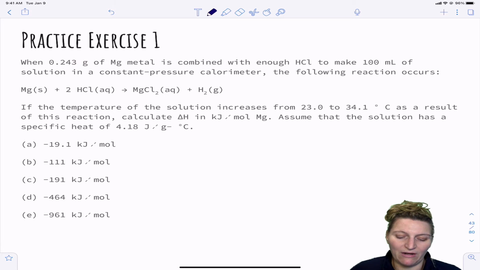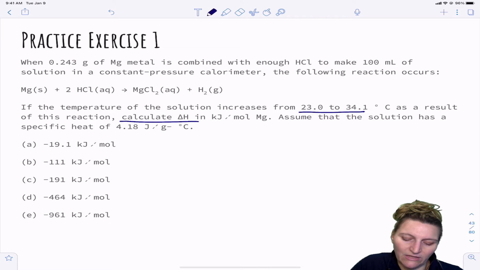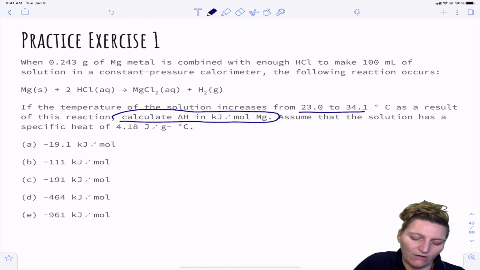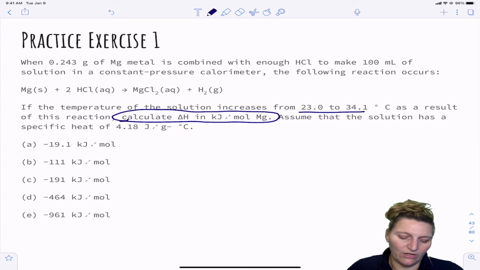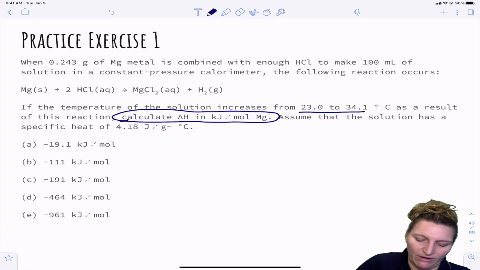0.243 grams of magnesium metal is combined with enough HCl to make 100 milliliters of solution in a constant pressure calorimeter. There's the balanced chemical equation. The temperature of the solution increases from 23 to 34.1 degrees Celsius as a result. Calculate delta H in kilojoules per mole of magnesium. Assume the solution has a specific heat of 4.18 joules per gram Kelvin.